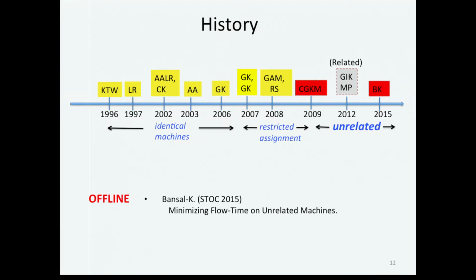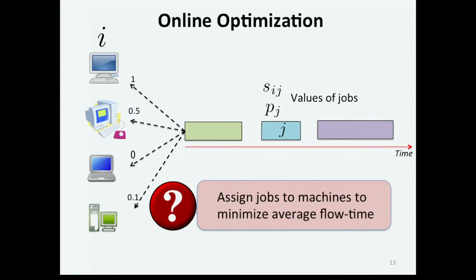And the reason for this is that flow time is a very brittle objective. Like if you perturb the input by a bit, then the objective function completely changes, and this poses a lot of technical challenges in the analysis. So for example, even in the offline setting, we did not know any approximation algorithms for unrelated machines. It was recently given in my work with Bansal. But today, of course, I'm only going to talk about online.